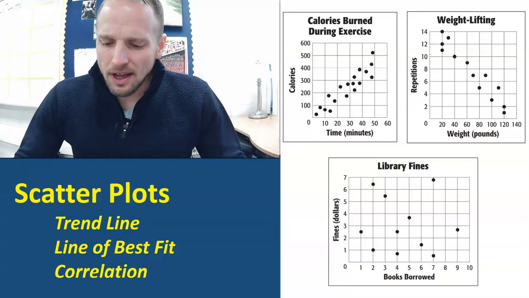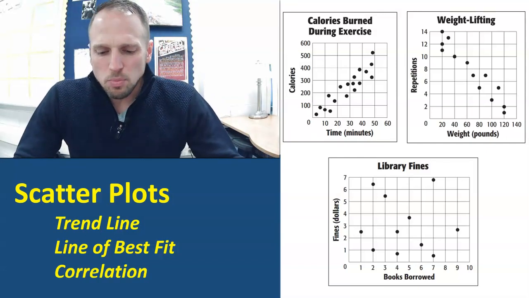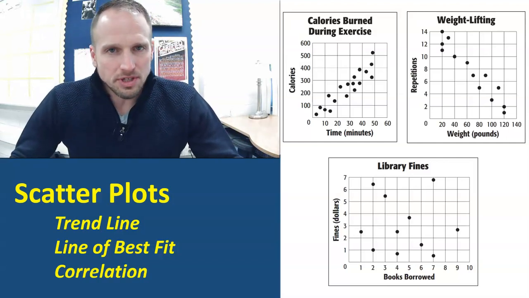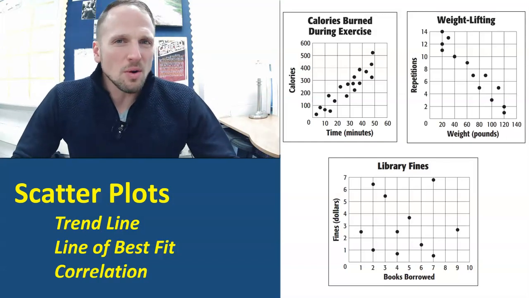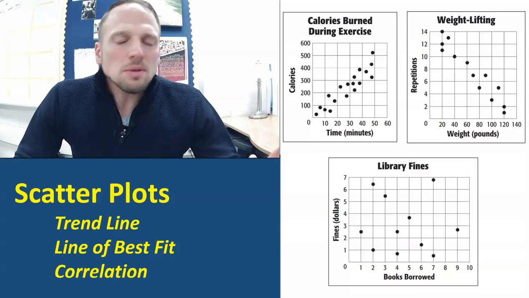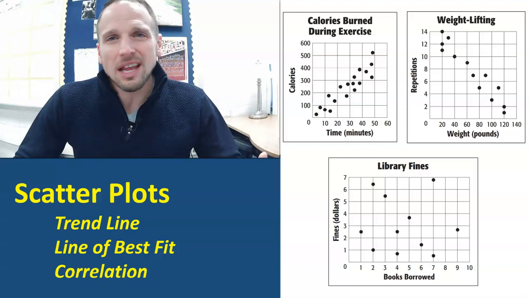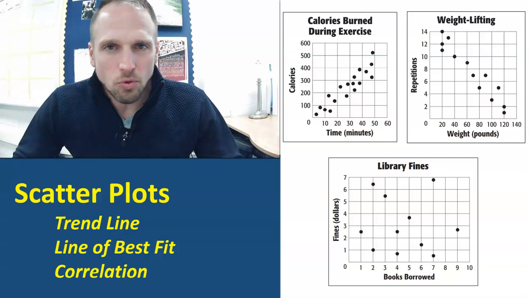So the first graph that we see is calories burned during exercise. And on the left side, the y-axis we see is calories, and on the x-axis is time. Now, here's the question that I would have for you. Is it possible to draw a line kind of that would fit the data? Now, I know I'm not going to hit every dot, all right? And I'm not going to play connect the dots and go back and forth like that.